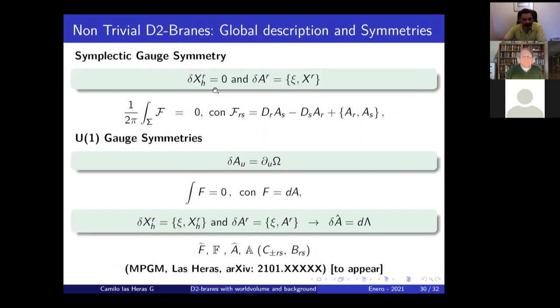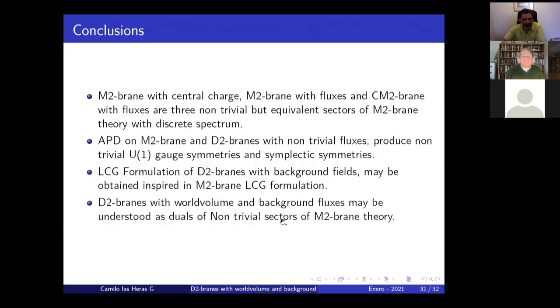fluxes, right? So just to end, I want to say that these D2 branes have a symplectic gauge symmetry that was not noticed before, and there are several non-trivial U1 gauge symmetries that we are characterizing in the theory, and that will be expressed in this work that is just about to appear. Symmetries related to the background field. So, conclusions: M2 brane with central charge, M2 brane with fluxes, and CM2 brane with fluxes are three non-trivial but equivalent sectors of M2 brane theory with discrete spectrum.